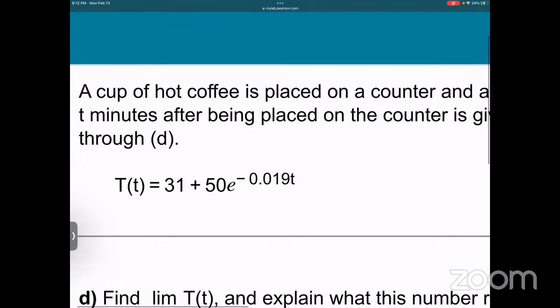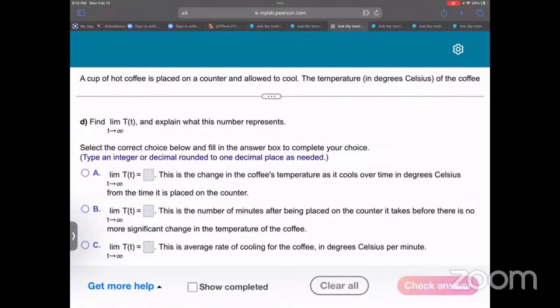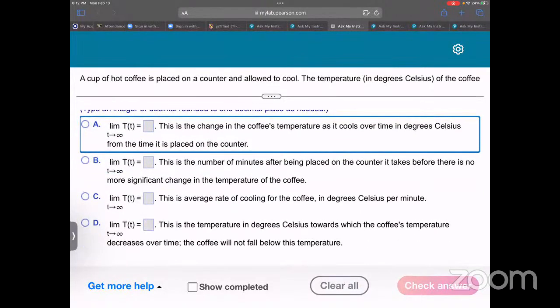All right. Let me see which one. This is the change of the coffee's temperature? No, this is the number of minutes after it's been placed. No, this is the average rate of cooling. Is there another option? This is the temperature towards which the coffee's temperature decreases over time. The coffee will not fall below its temperature.